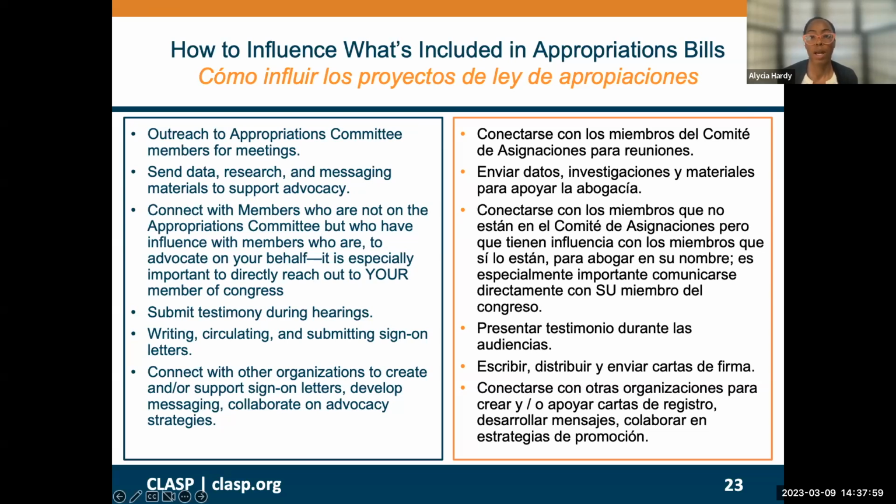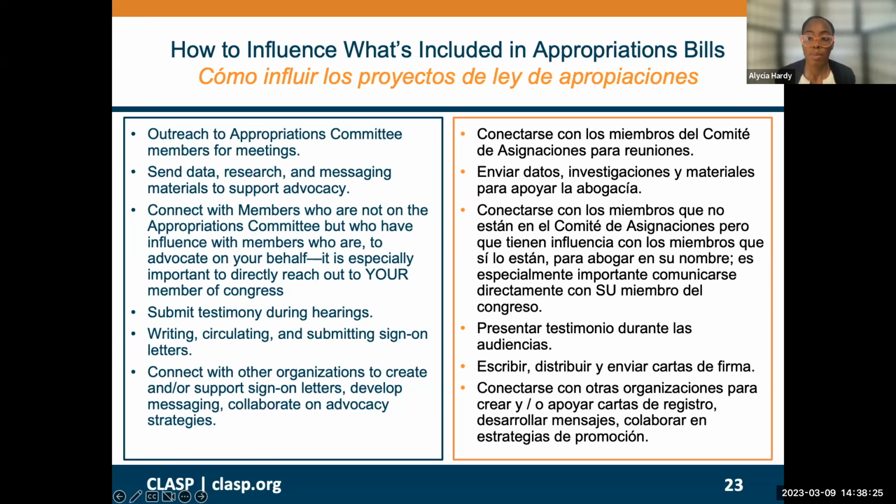For example, one of the appropriations subcommittees is the Labor, Health, and Human Services Subcommittee. Outside of that particular subcommittee across Congress, there are other committees that work on education, labor, and health issues that are not connected to the appropriations process, but still can have influence with appropriations committee members.